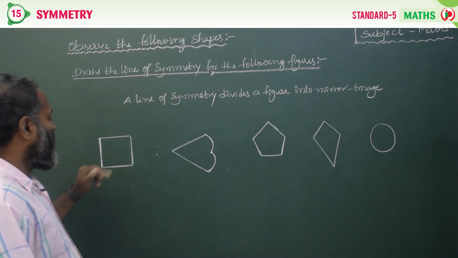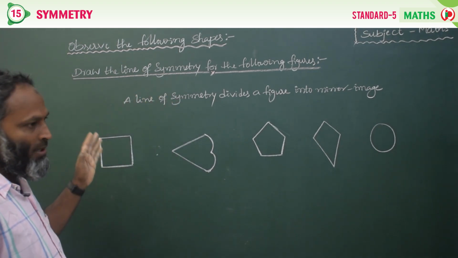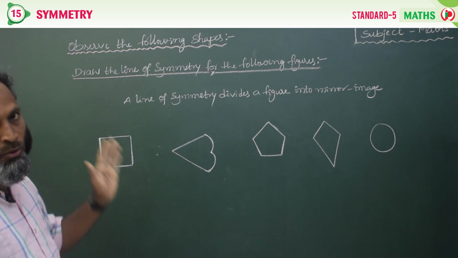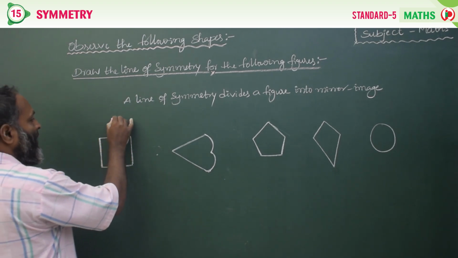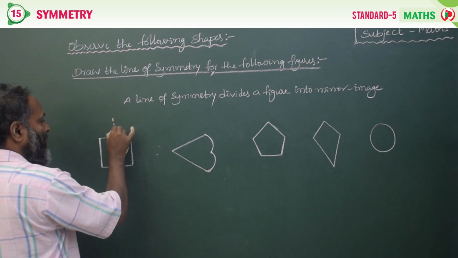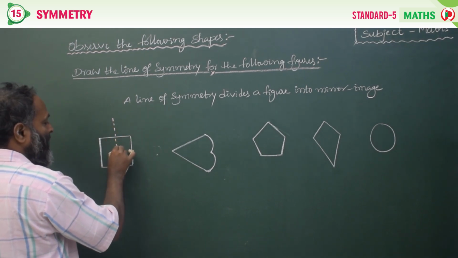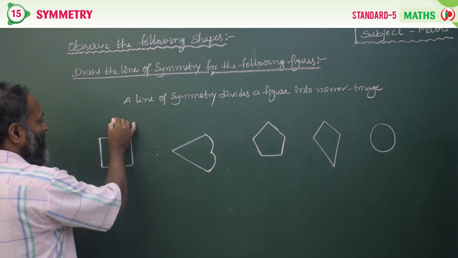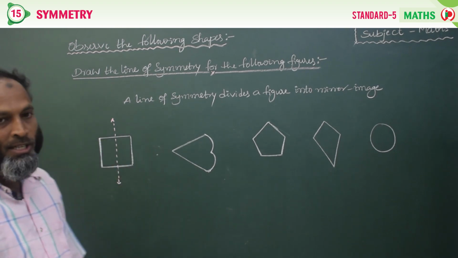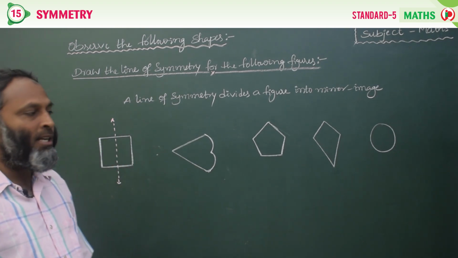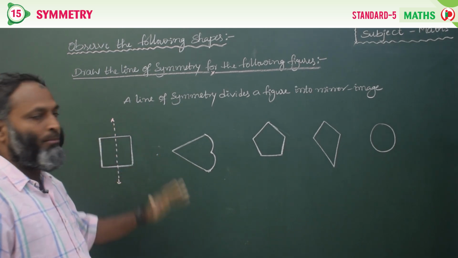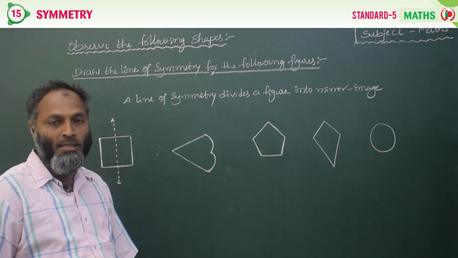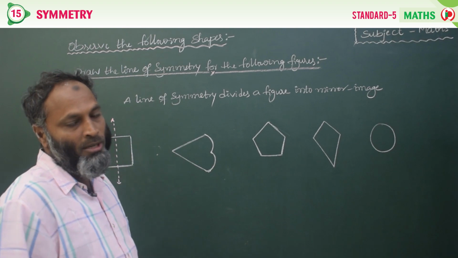So here a square is given. So we should draw a line in such a way that it divides the given figure into two equal halves, two identical shapes. So if you draw a line from the middle of the square, then it divides into two equal halves. These two halves are identical in shape. So this shape and this shape both are the same shape and size. So this is a symmetrical line. In such a way we think and draw a symmetrical line.